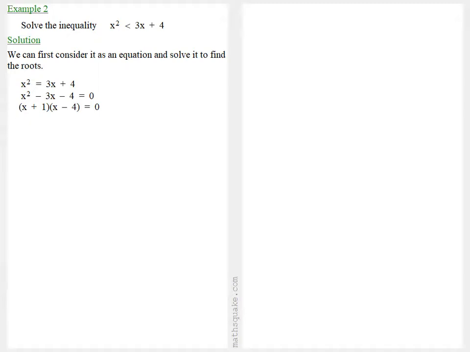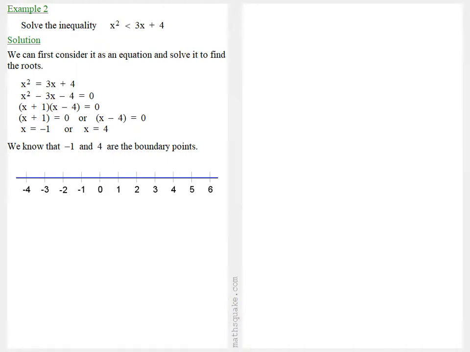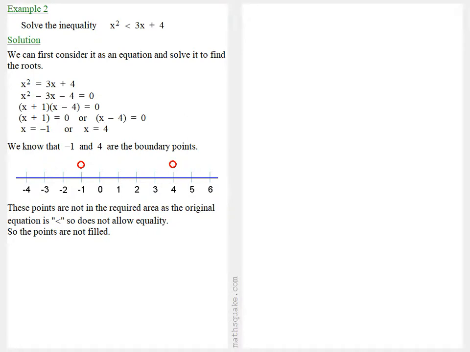So it factorises as x plus 1 times x minus 4 equals 0. This means that x plus 1 is equal to 0, or x minus 4 is equal to 0. That means x is equal to minus 1 or x is equal to 4. So we know now that minus 1 and 4 are the boundary points. These points are not in the required area as the original inequality has a less than sign and not an equal sign, so it does not allow equality. So the points are not filled.